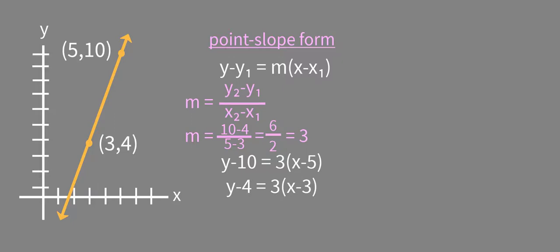Now when we put it into slope-intercept form, we can use either one of these. And we just have to solve for y. So we'll start with the first equation that we found. The point is we can use either one of these, they are just as valid, and we can use either one of those to solve for y and get it in slope-intercept form. So let's start with y minus 10 equals 3 times x minus 5.